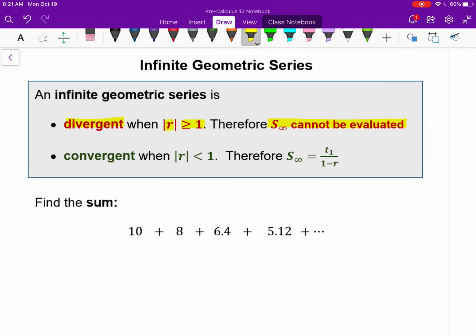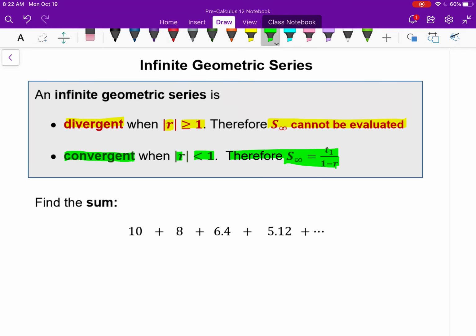However, if you have a series where your common ratio is less than 1, or the absolute value of R is between 1 and -1, then each term essentially keeps getting smaller and smaller. And so you can actually find a sum. We call that sort of series convergent. The sum converges onto a single number. And when that's the case, you can use this strangely simple formula to determine the infinite sum.